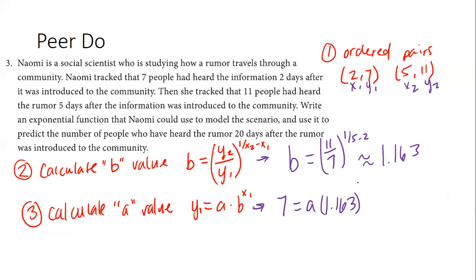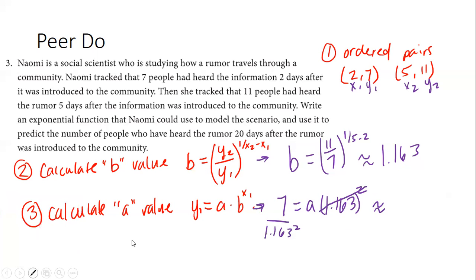1.163. And what is our X1? To the 2. Right? Okay. If this is multiplication, what is the opposite of multiplication? Division. So if I want A by itself, I have to divide by 1.163 to the 2. And that's how this gets rid of. And I plug in the calculator to get my A value.